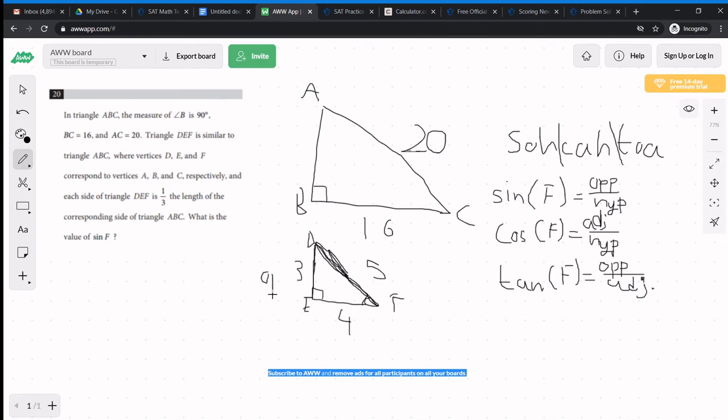This is the opposite side. This is the adjacent side. Adjacent just means right next to. And this is the hypotenuse. If we're looking for d, then these opposite and adjacent sides switch.